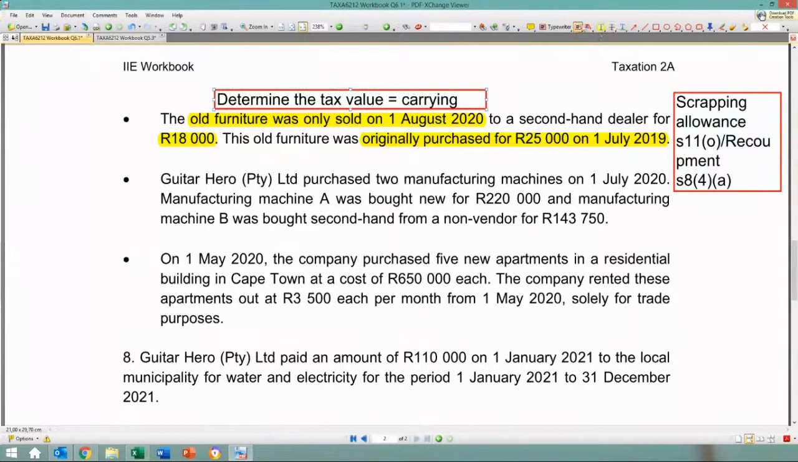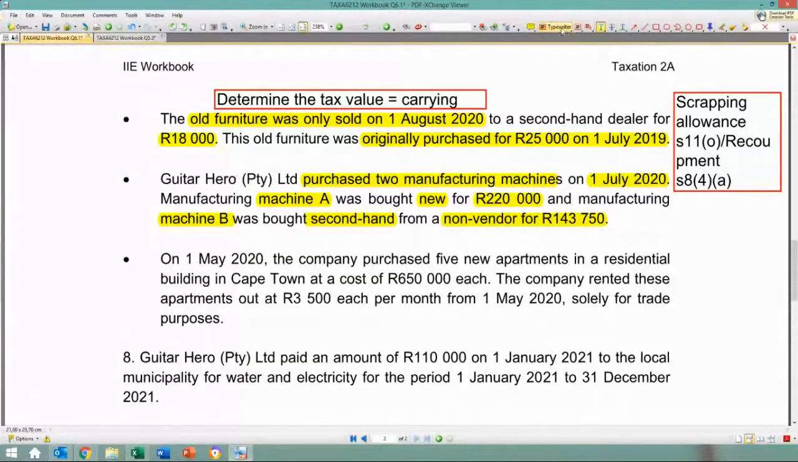Okay, and then we purchased 2 manufacturing machines on the 1st of July. Now here you need to look at whether it's new or unused machines because of the rules. If it's new or unused, it would be the 40-20-20-20 rule. If it is a second-hand one, it would be 20% over 5 years. So in this case, machine A was new for 220, whereas machine B was a second-hand, used machine, and we bought it from a non-vendor.